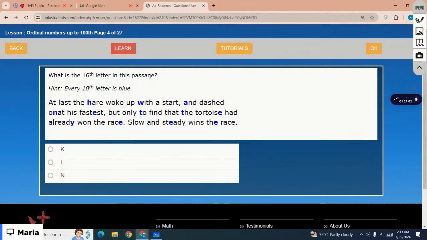Okay, what is the 16th letter in the passage? So which is the correct option? Which is the correct option? Very good. K, the correct option is K. It is at the 16th position.